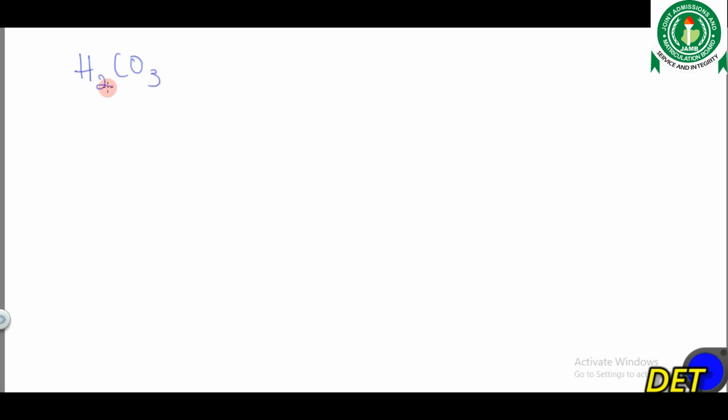Trioxocarbonate 4 acid. This is an inorganic acid. It is also a weak acid, right? When this acid ionizes in water, it ionizes to form hydrogen ion and hydrogen trioxocarbonate 4 ion. So it does not ionize completely to liberate all its hydrogen ion, right? That is why it is referred to as a weak acid. It is a weak acid.